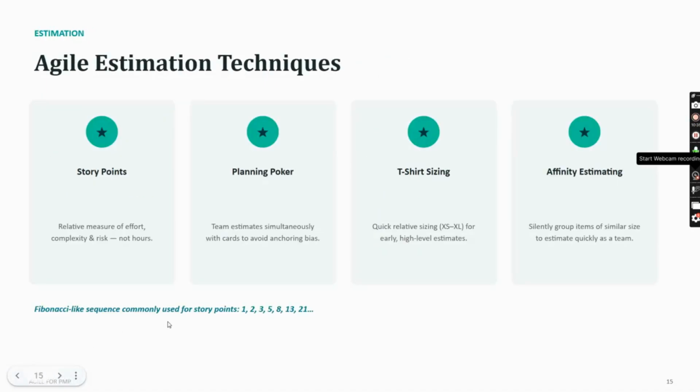So agile estimation techniques, which are more important. A story point is a relative measure of effort, complexity and risk, not hours: how much effort the people are going to need, how much complexity is there, and what all the risks we can expect. And then planning poker, where the team estimates simultaneously with cards to avoid anchoring bias. And t-shirt sizing is also an agile estimation technique, with quick relative sizing from XS to XL for early high-level estimates. Then affinity estimating silently groups items of similar size to estimate quickly as a team.